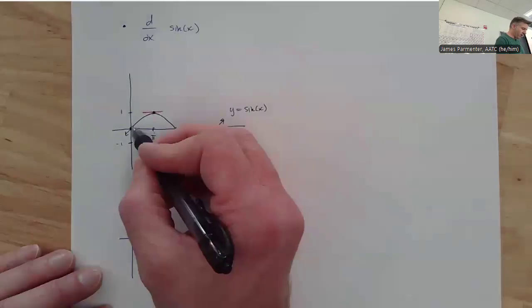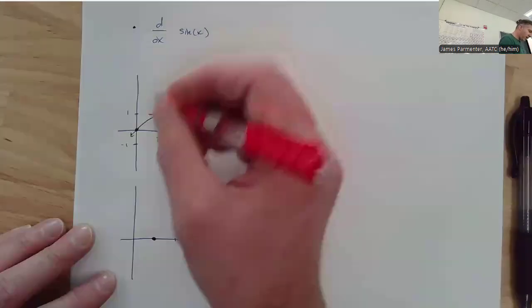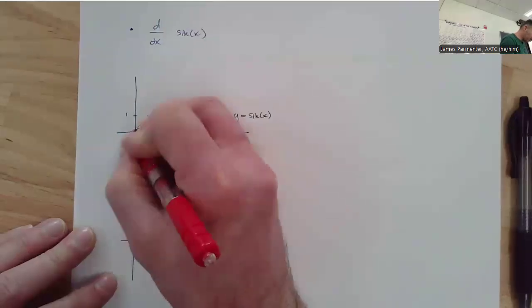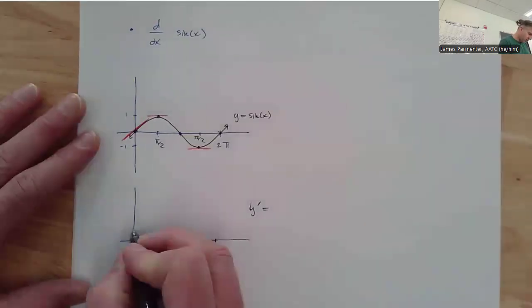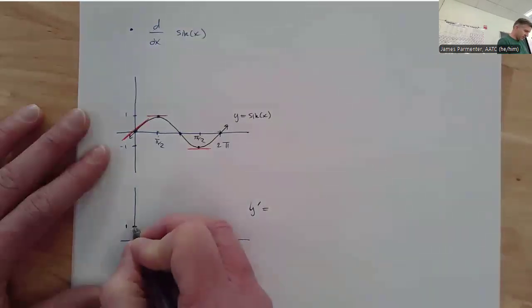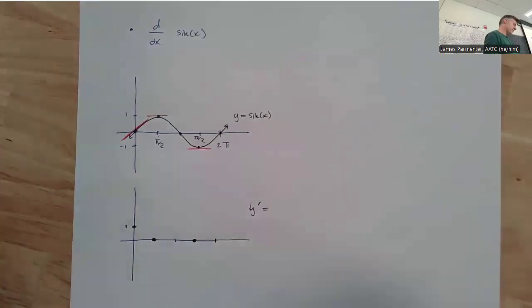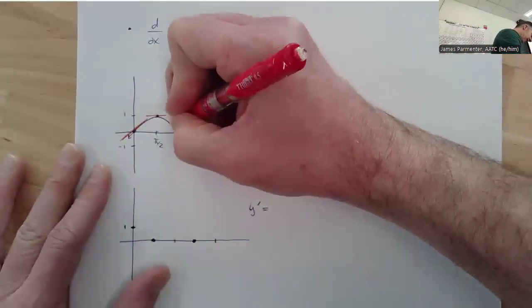Now, what about over here? Over here, the slope of the tangent line, is it positive or is it negative? Definitely positive. And I will tell you it's positive 1. Hopefully my graph is agreeing with that. And similarly, over here, the tangent line is negative.